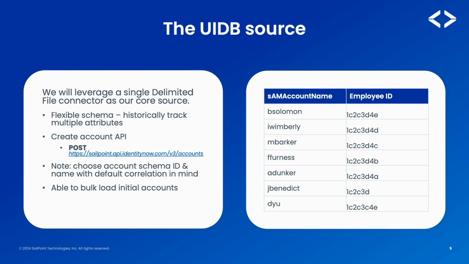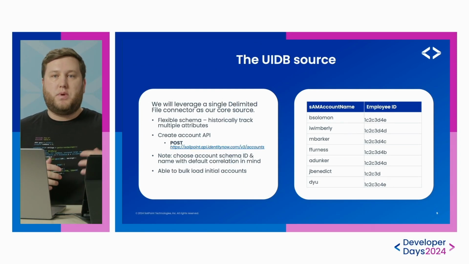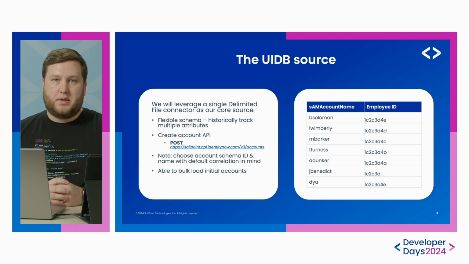another type of ID. The only thing I'll note here is make sure that when you're choosing your account schema ID and the account name, keep default correlation in mind. You're probably going to have a lot of uncorrelated accounts in this source due to the nature of the historical data. But that's okay. Don't worry about that, and we'll talk about why later. But we expect to have uncorrelated accounts in this source. And then there's a few other perks. We're able to bulk load this with the initial accounts, or if we have to restore functionality or add more, it makes it very straightforward.